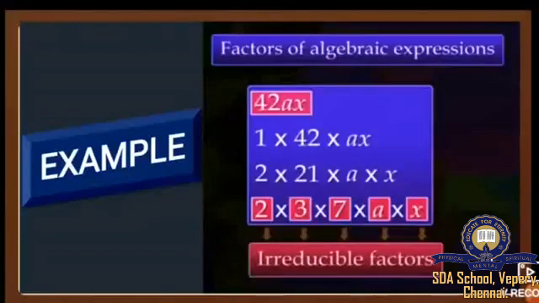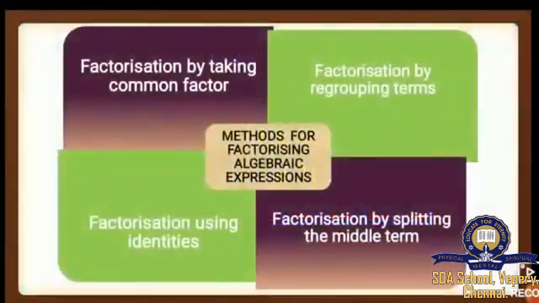Okay. Now, we have seen how to factorize an algebraic expression if it has only one term. Suppose you have expressions which have two terms, then how will you factorize them? To factorize expressions which have two or more terms, we need four methods. The first method is factorization by taking common factor. The second method is factorization by regrouping terms. The third method is factorization using identities. And the fourth method is factorization by splitting the middle term.